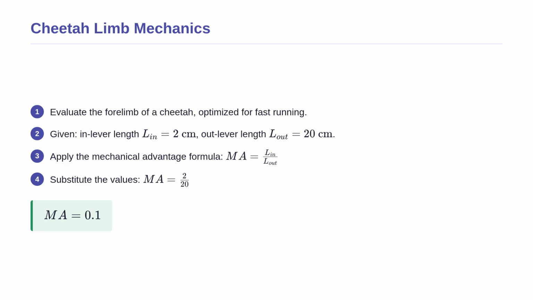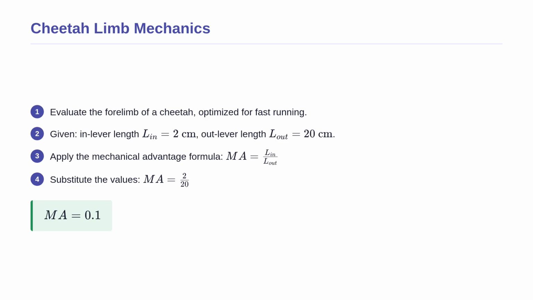Let us apply this formula to a real-world example. We're studying the forelimb of a cheetah, an animal famous for its incredible running speed. We're given an in-lever muscle attachment distance of 2 centimeters and a total out-lever limb length of 20 centimeters. We need to calculate the mechanical advantage to prove why its skeleton behaves this way. We choose the MA formula to quantify its biomechanical output.